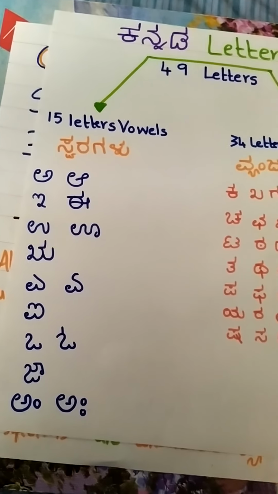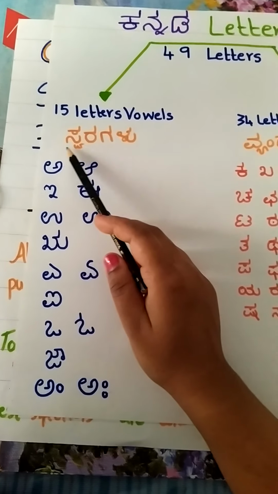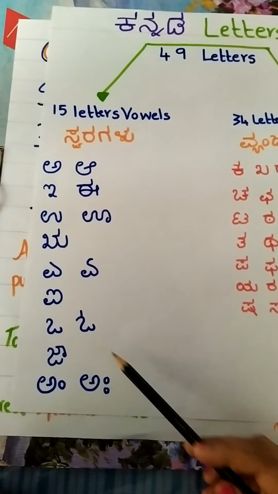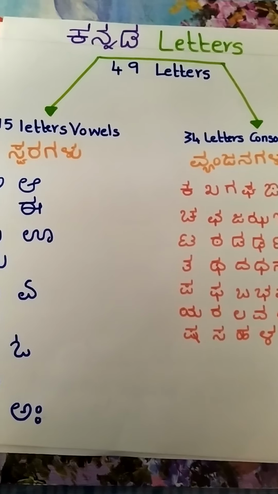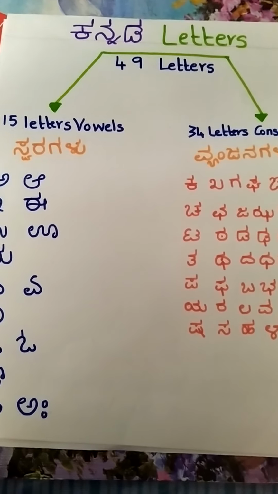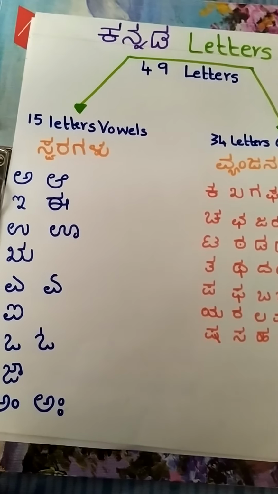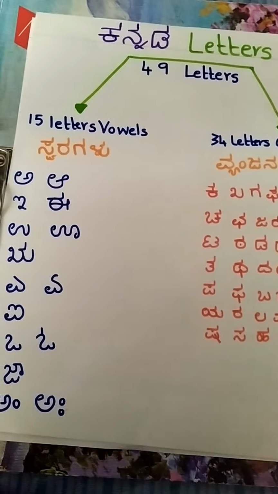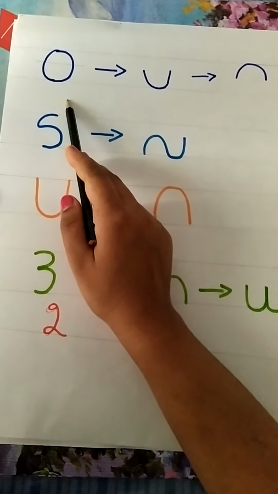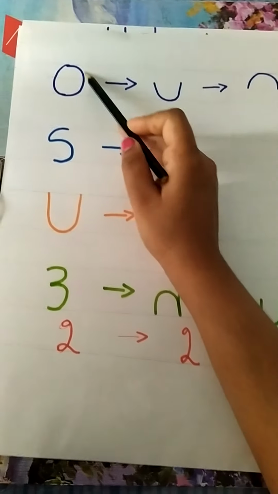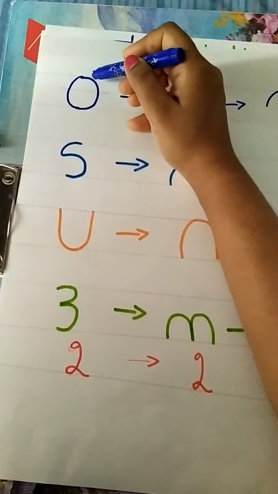So today I am going to teach you all the 15 vowel letters, the Swaragalu, from A onwards. Before we start, I already said that just like in English we have slanting lines, sleeping lines or standing lines before we start learning English letters, in the same way in Kannada we have to learn a few shapes. That is O. From O, can you all see? This is the letter O.